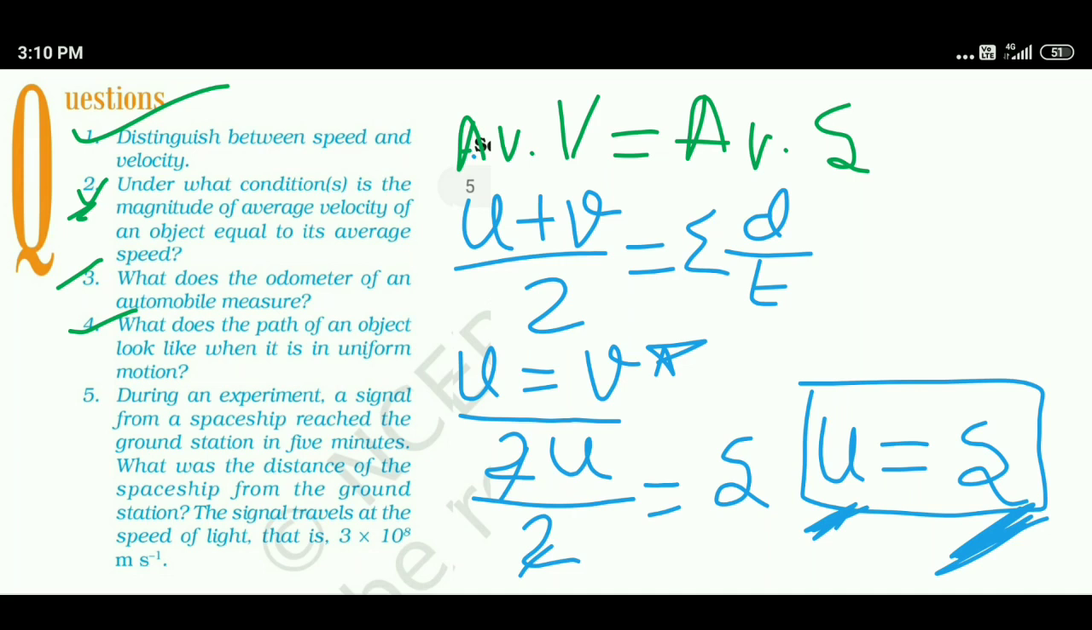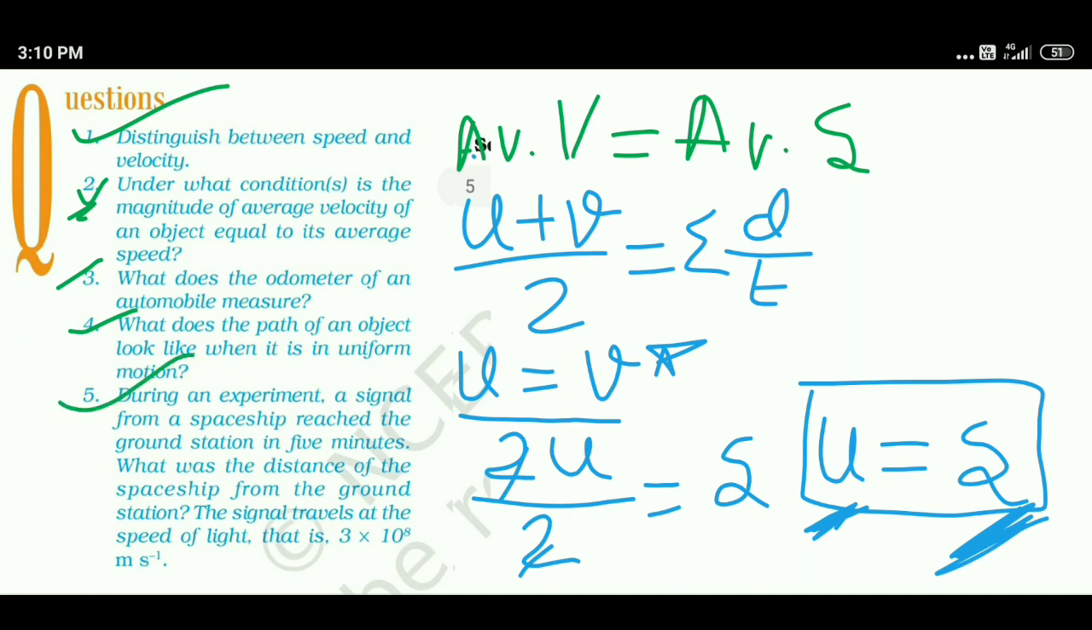Okay, now question number 5. During an experiment, a signal from a spaceship reached the ground station in 5 minutes. What is the distance of the spaceship from the ground station? The signal travels at the speed of light, that is 3 into 10 to the power 8 meters per second.